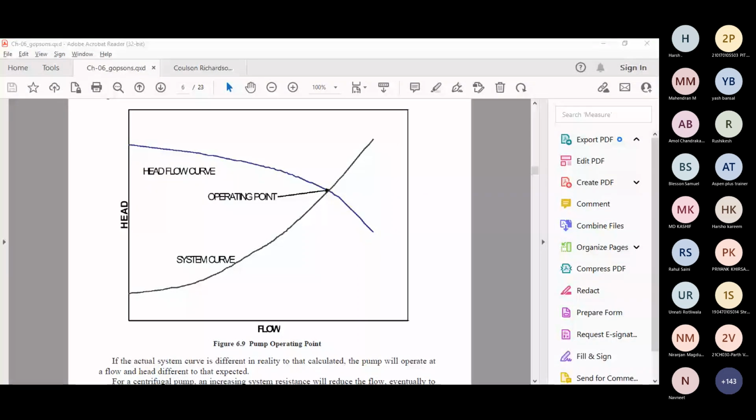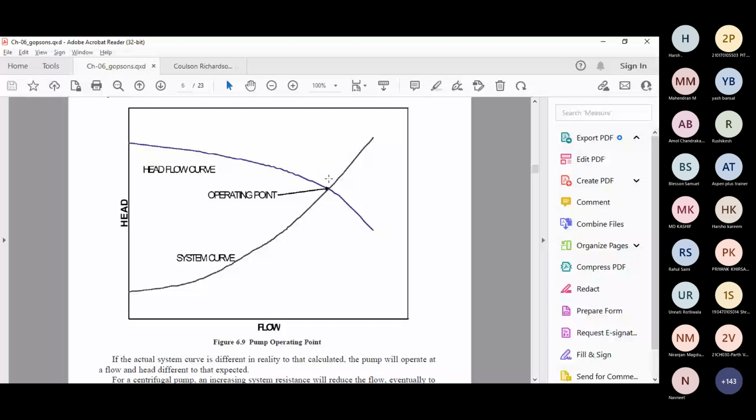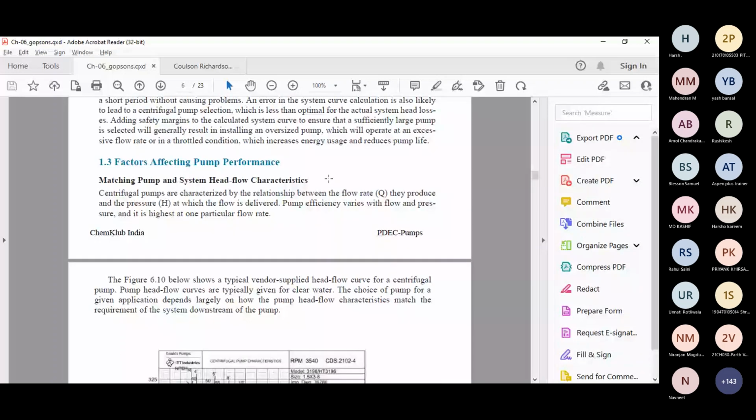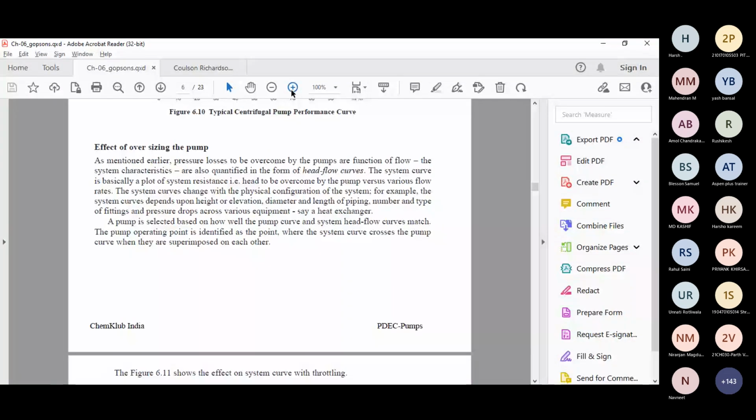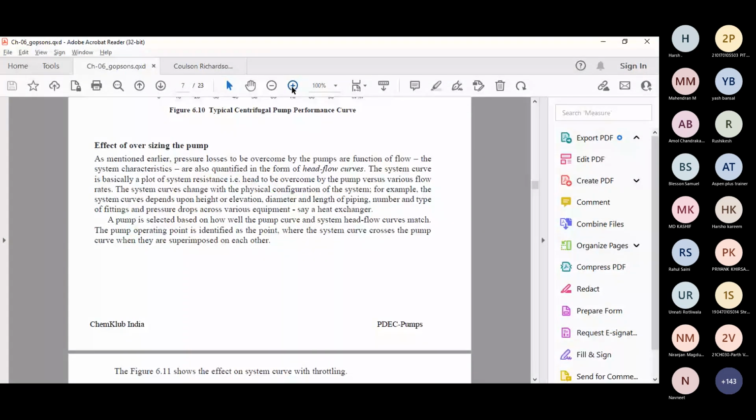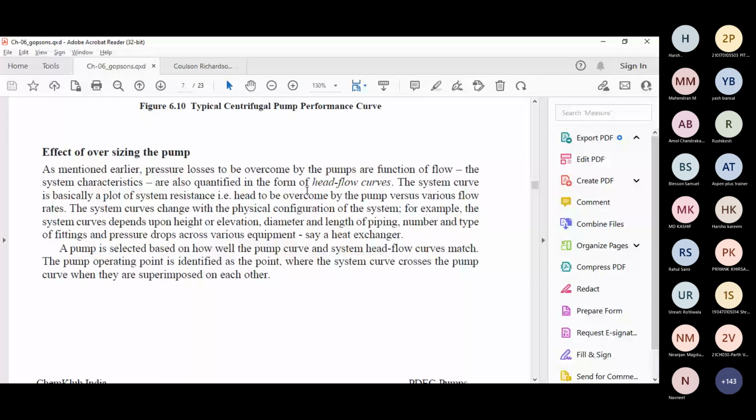Okay, we will see one case study. After that, everything will be clear with respect to efficiency, pump curve, system curve, everything, right? So I will request everyone to please pay attention. This is a very, very good case study.